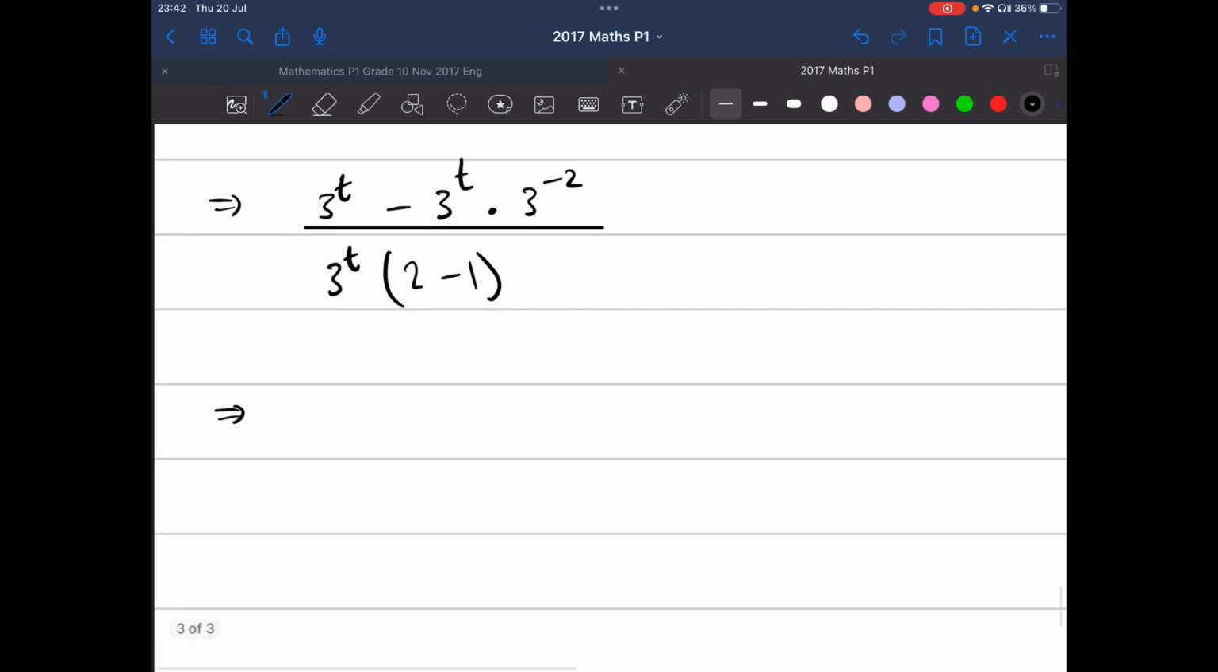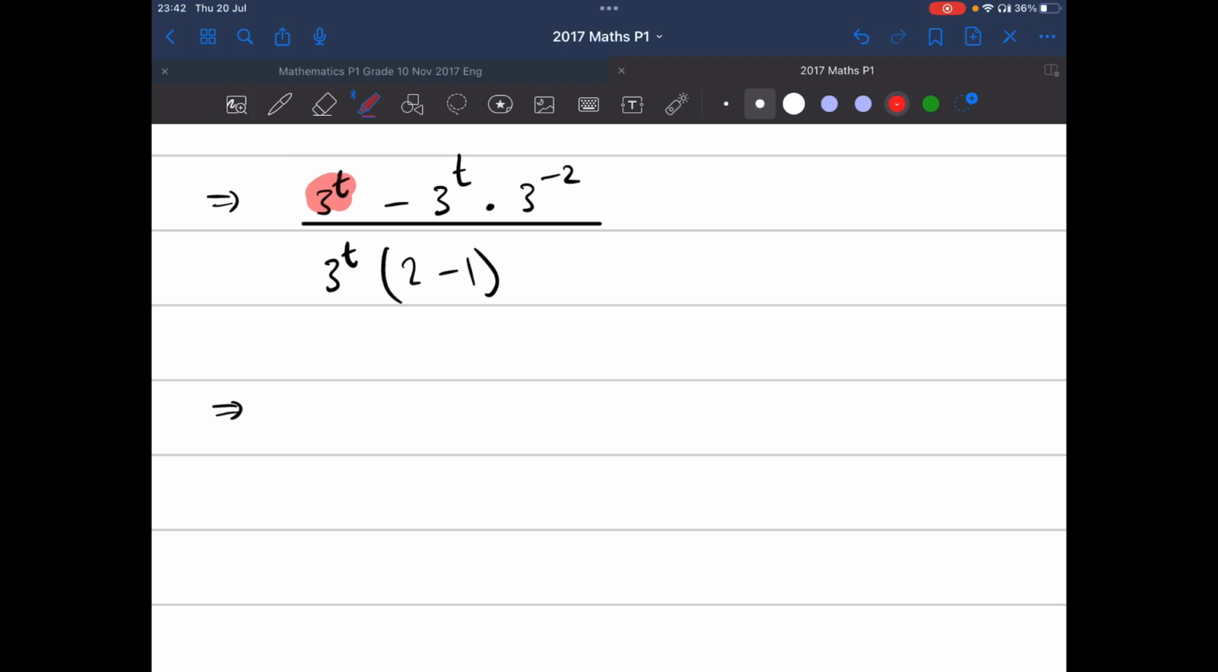Let's look at the top again now. So here again we have a common term of 3 to the power of t. So let's factor that out. So we'll have 3 to the power of t, times 1 minus 3 to the power of minus 2.